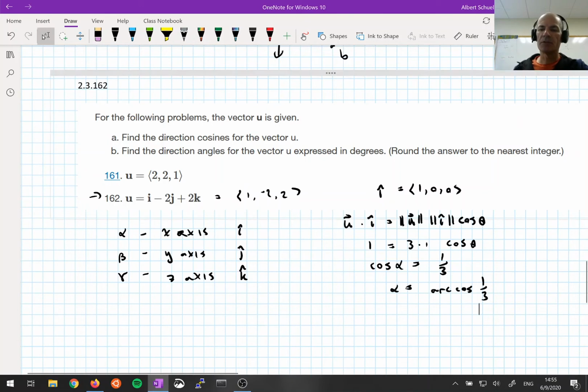Similarly, you can do j and k. In all three cases, i, j, and k, this part of the identity will be 1 because i, j, and k are unit vectors. Their lengths are 1. But the other angles will change.